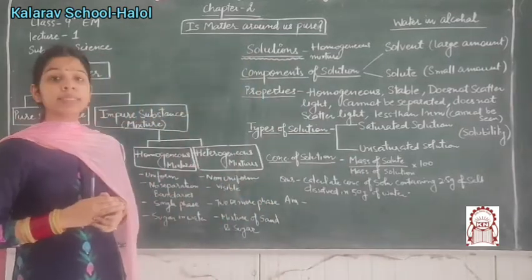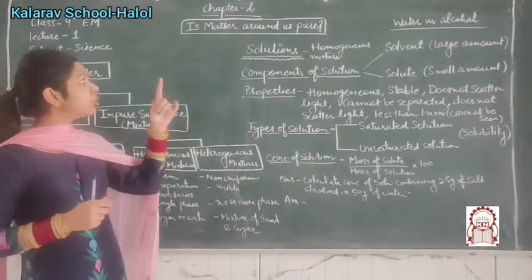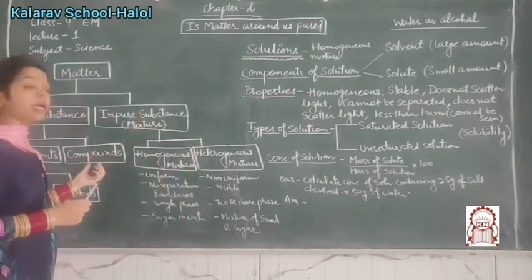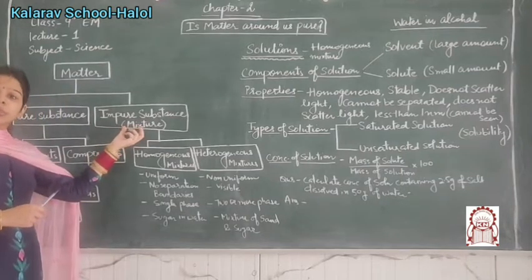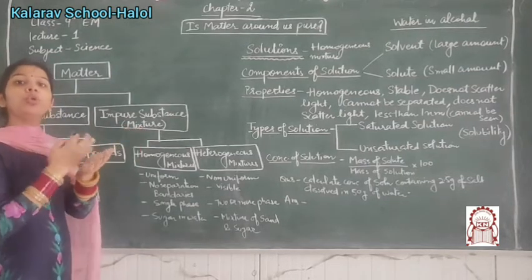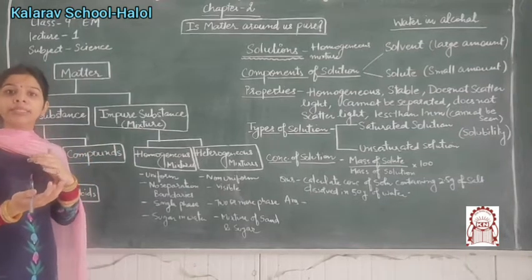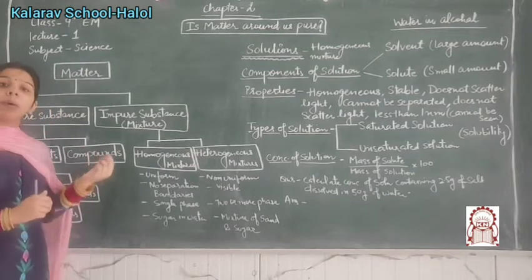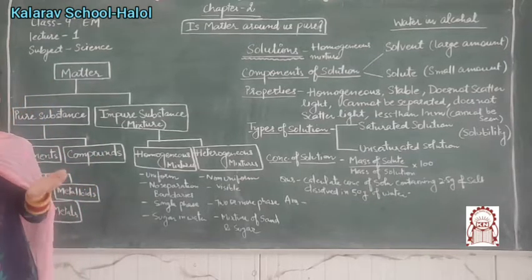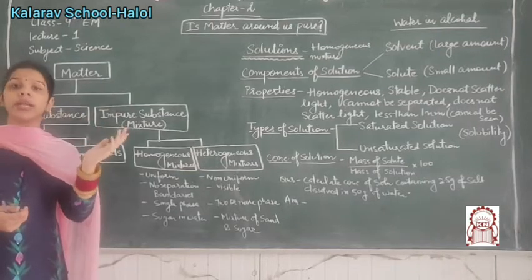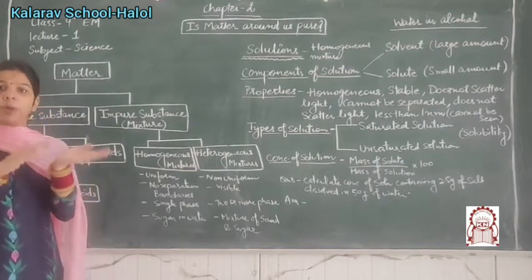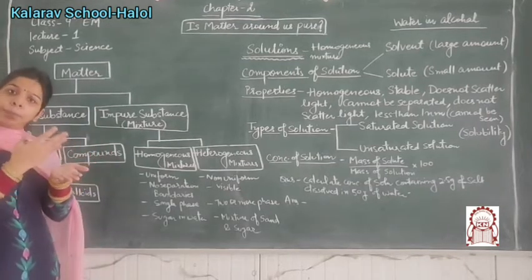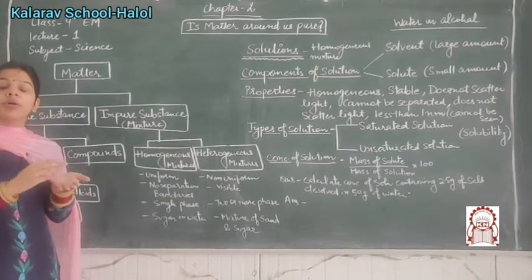So the next topic is solution. Before going to solutions, I want to give you some differences between mixtures and compounds. Mixtures are the substances which are obtained from mixing two or more components whose identity remains retained. But on the other side, compounds are formed by two or more elements, and the compound has a different identity from its constituent elements.